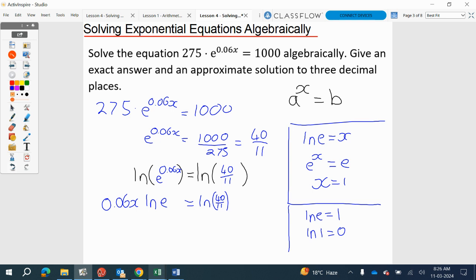Also, we can look at this from another perspective. They're inverse functions of each other. So the logarithm of e to the 1 is 1. You're taking the logarithm of e to the y. So e to the x and ln of x are inverse functions of each other. They cancel each other out. This means we have x is equal to ln of 40 over 11 divided by 0.06. This is the exact answer to this question.